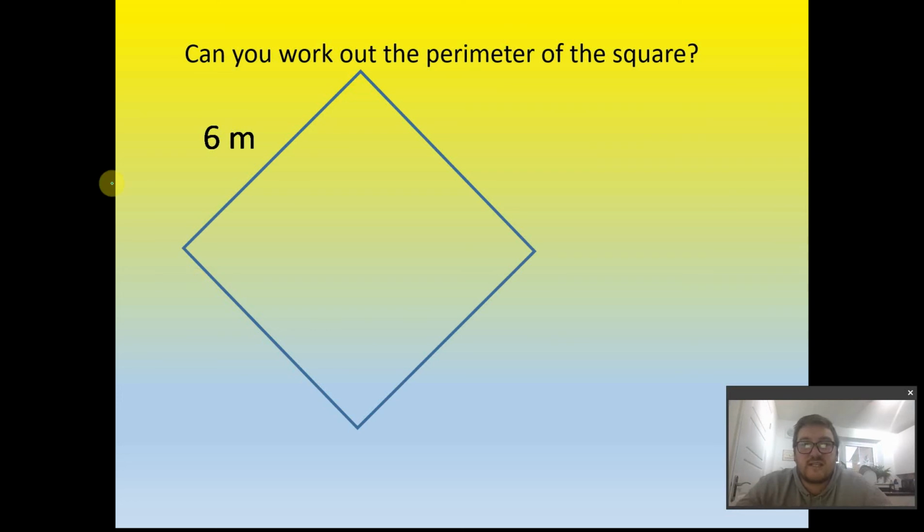Okay, so the next question is, can you work out the perimeter of a square? Now think about the rules that we just had for the rectangle. What do we know about a square? What information do we know about a square? And what does that tell us about the other sides?